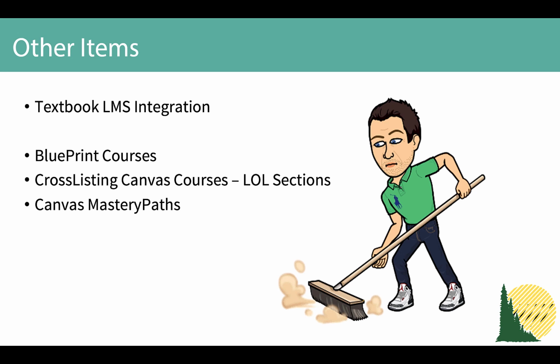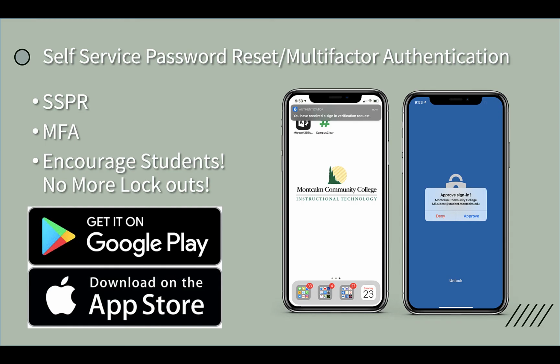Canvas Mastery Path is something that I'm going to be doing an EdTech Dialogue session on. It allows you to create supplemental material in a Canvas course, and then based on what the student scores on that, you can provide them with additional resources right within your modules. So a really cool underutilized tool in Canvas. And so that's pretty much about it. Just a couple other items.